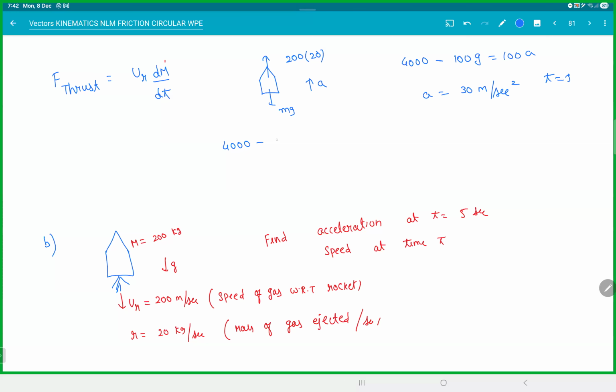This is 4,000. This will be mg, which is (200 minus 20t) into g, equal to (200 minus 20t) into acceleration, which is dv by dt. You can integrate this.